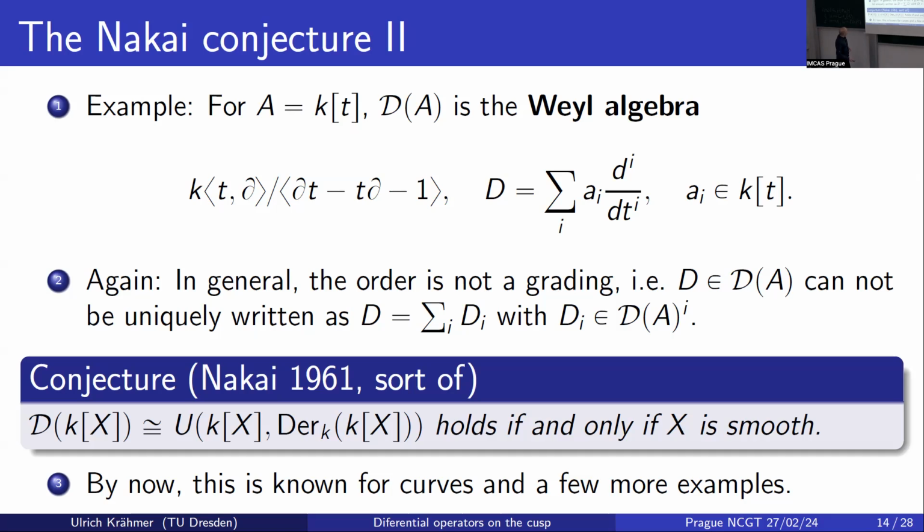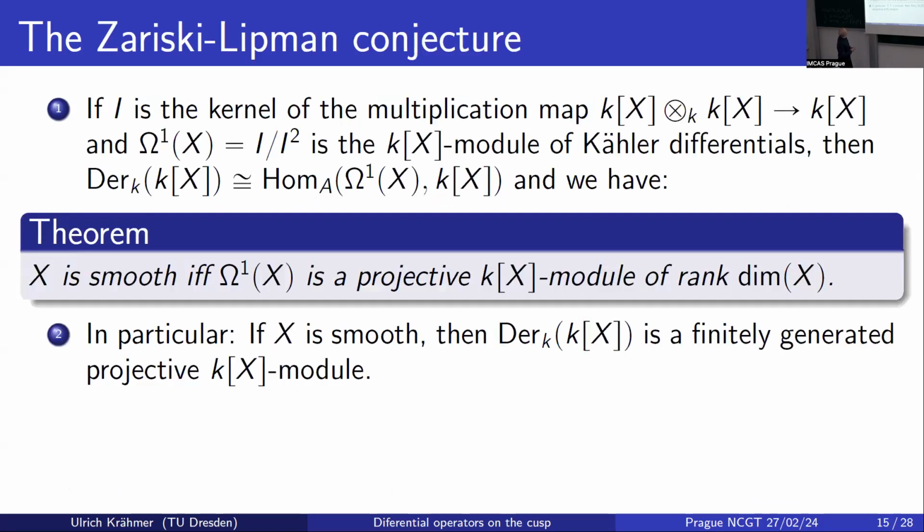Okay, so it's irrelevant for me, but just for general educational purposes and entertainment, a little bit more algebraic geometry. The Nakai conjecture is also linked to another big conjecture in commutative algebra, the Zariski-Lipman conjecture.